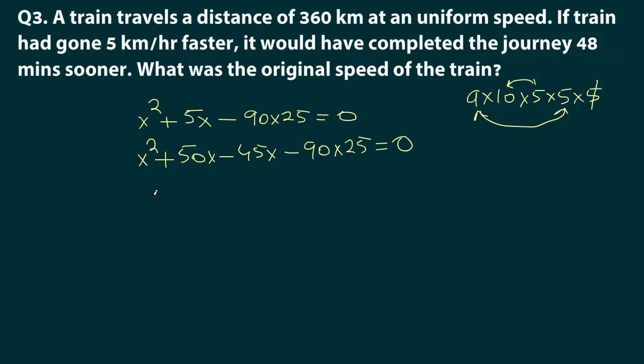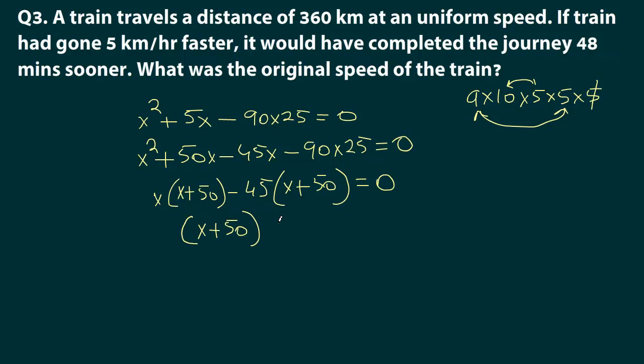From here we can take x common and we will get x plus 50. And from here we can take 45 common, and we will have x plus 50, because if we take 45 common, then 2 times 25 will be 50. This equals 0. So our two factors are x plus 50 times x minus 45 equal to 0. If x plus 50 is equal to 0, we get x equals minus 50. And if x minus 45 is equal to 0, we get x equal to 45.